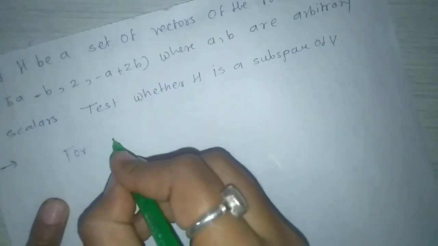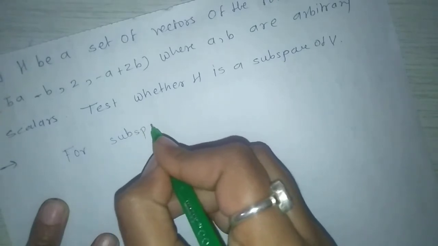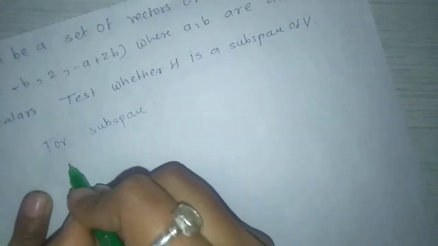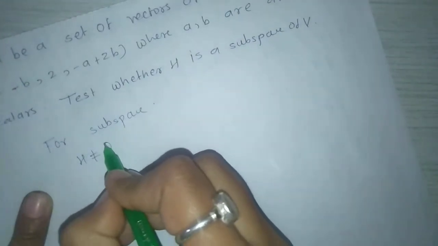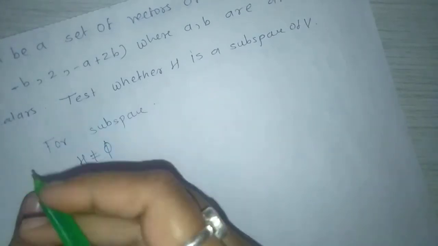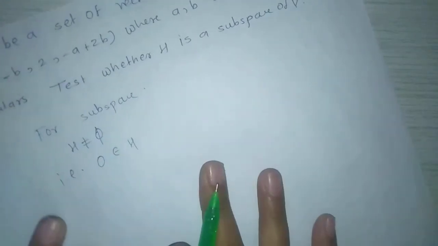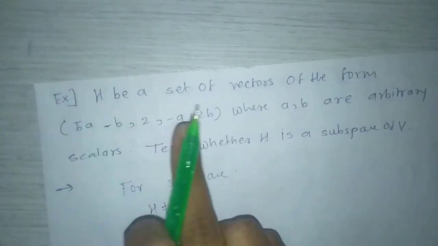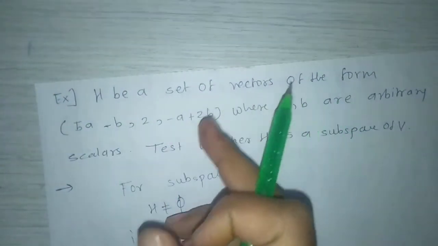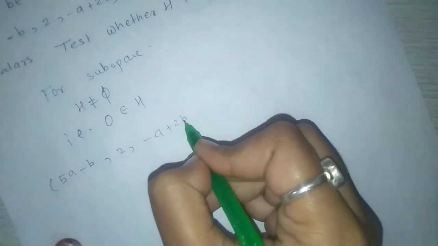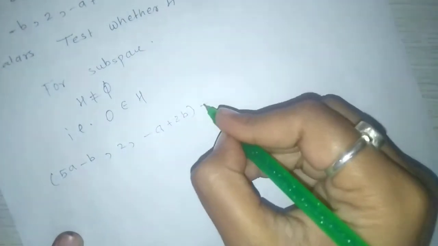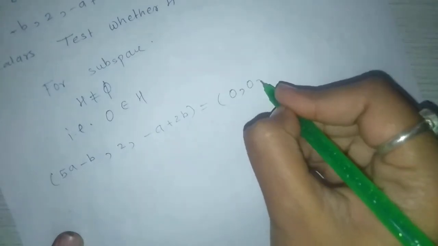For a subspace, we have H is not empty, that is, 0 belongs to H. Now, compare a given element with the 0 element. The element (5a minus b, 2, minus a plus 2b) belongs to R3, so set it equal to (0, 0, 0).